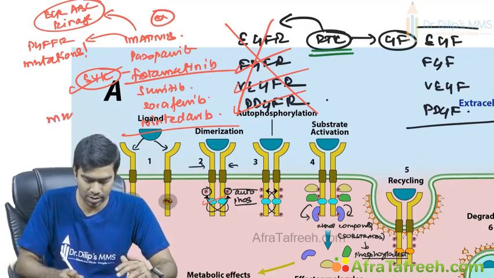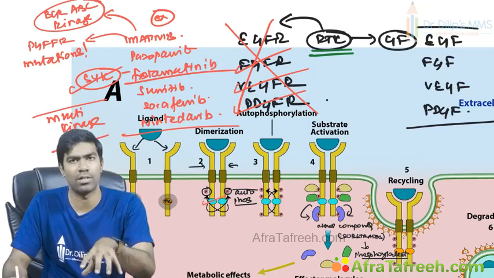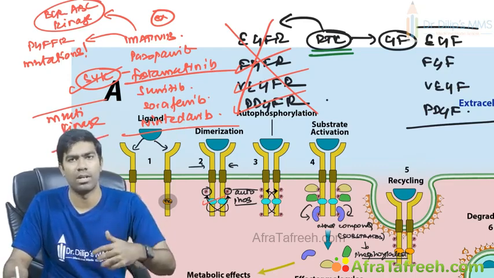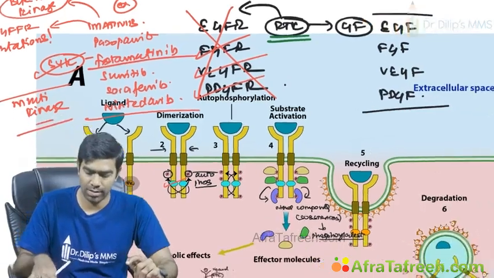That's why they are also called multi-kinase inhibitors or multiple tyrosine kinase inhibitors. They will not be effective only for a particular single tyrosine kinase. They can be blocking multiple receptor tyrosine kinases. That's why they are also called multi-tyrosine kinase inhibitors or multi-kinase inhibitors.